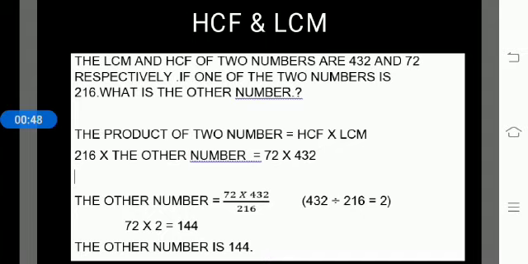So we get 216 into the other number is equal to 72 into 432. Now taking 216 on the right hand side, we get 72 into 432 divided by 216. 432 gets divided by 216, that is 216 into 2 is equal to 432. Therefore, 72 into 2 is equal to 144. Therefore, the other number is 144.